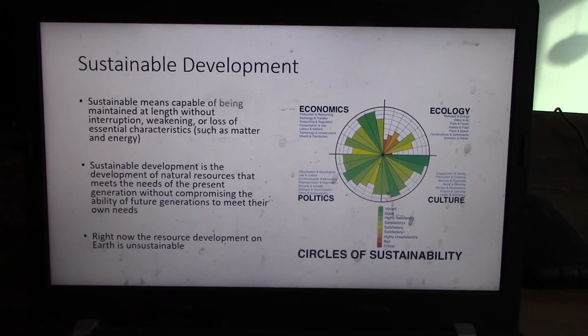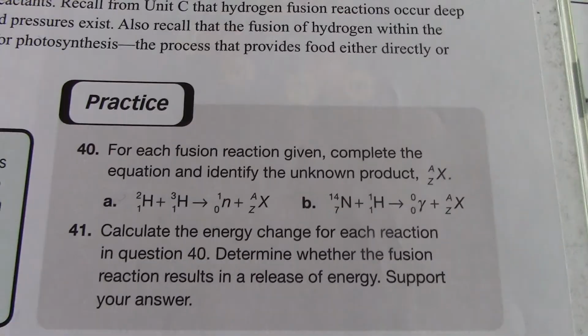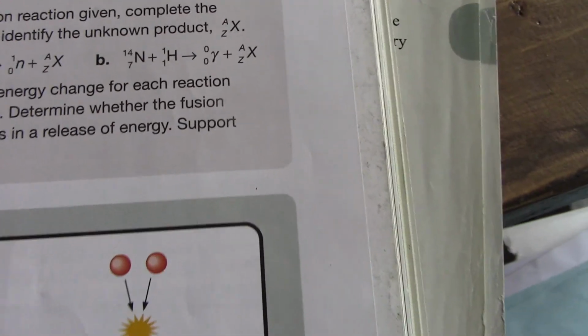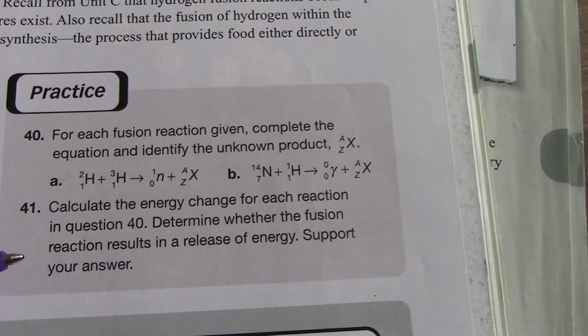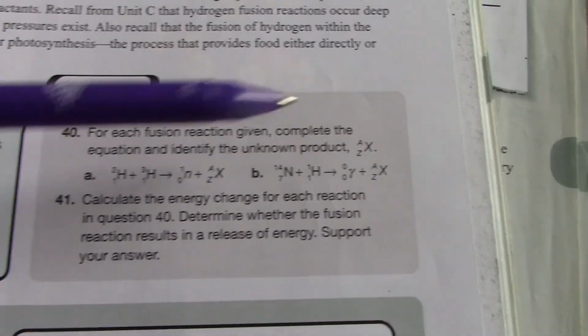The last part of this unit is about what sustainability means, but I'm going to go to your textbook really quickly, page 517, number 40. This is asking for energy change. This is asking for delta M, and E equals delta m c squared. So you need to do the same thing that I did for 38A for these equations 40A and 40B. Remember, you don't need to use the gamma because there's no mass.